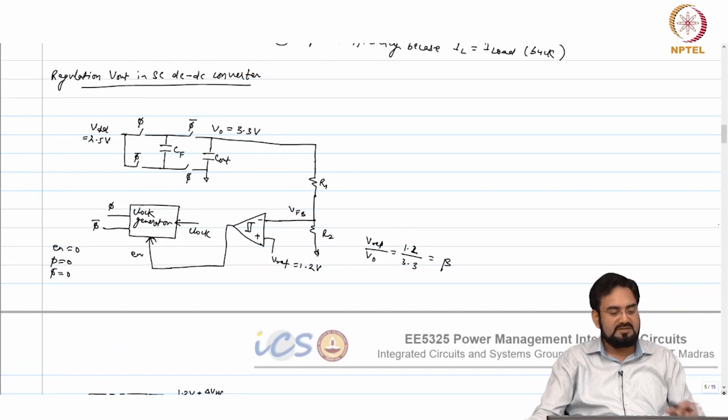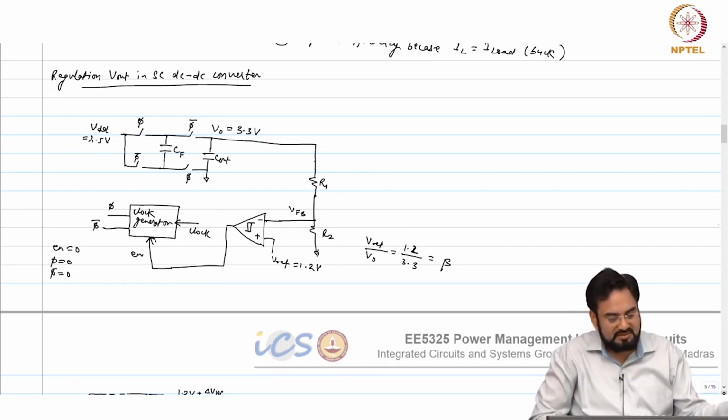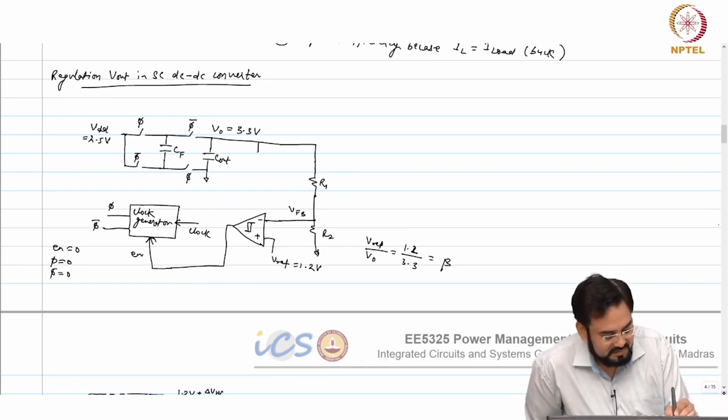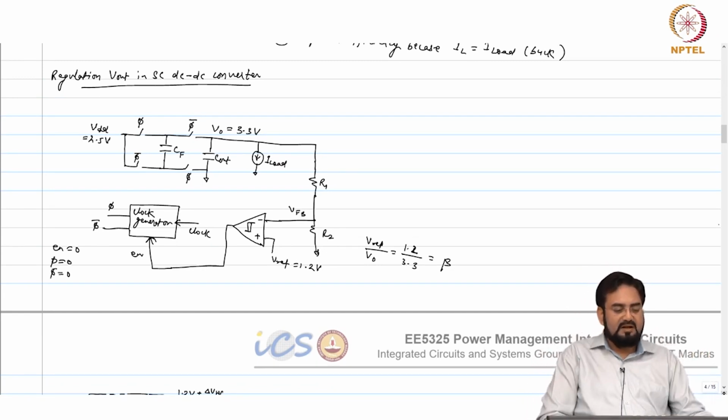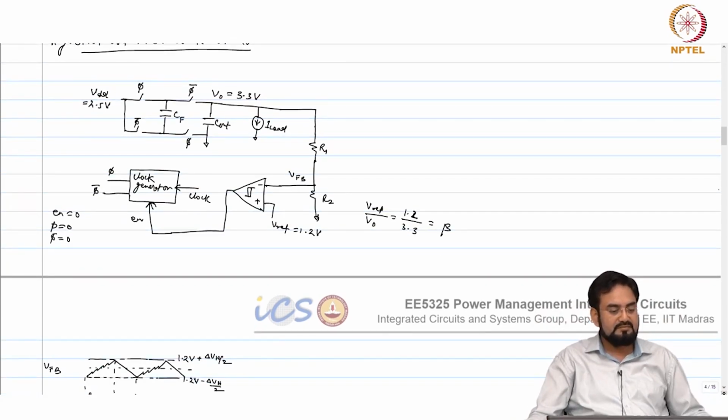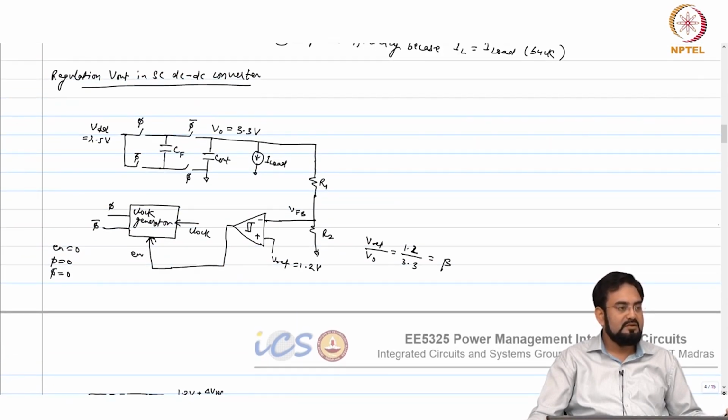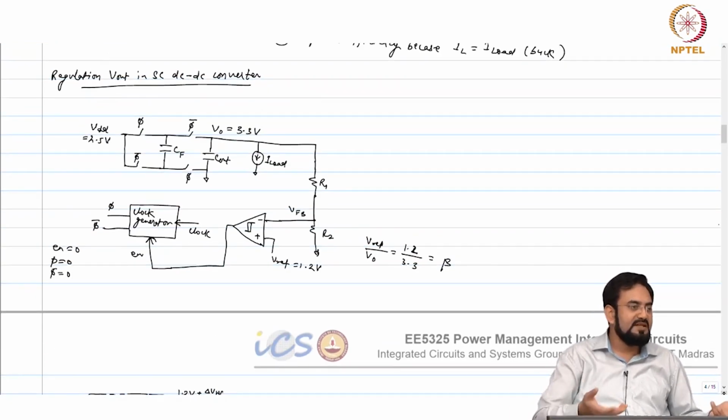But if I do not force regulation, where will the output settle? Let us say losses are negligible. So, this is your I load. Let us say we are operating at very light load. If I do not regulate, where will the output settle? 2x, 5 volt. But I want 3.3 volt, which means I am never operating in steady state.